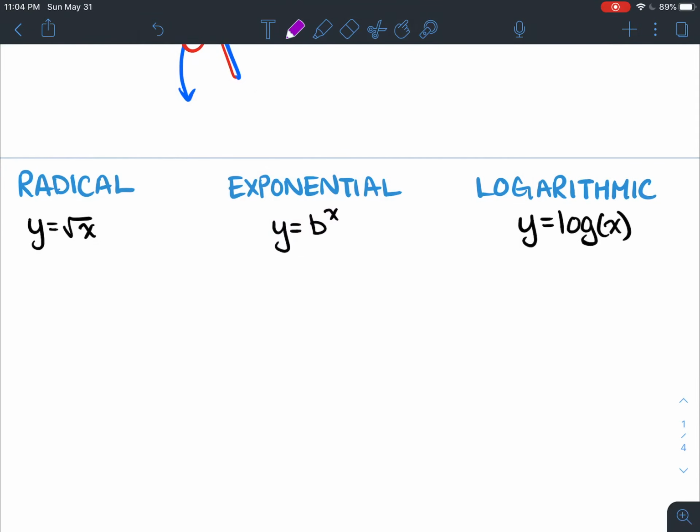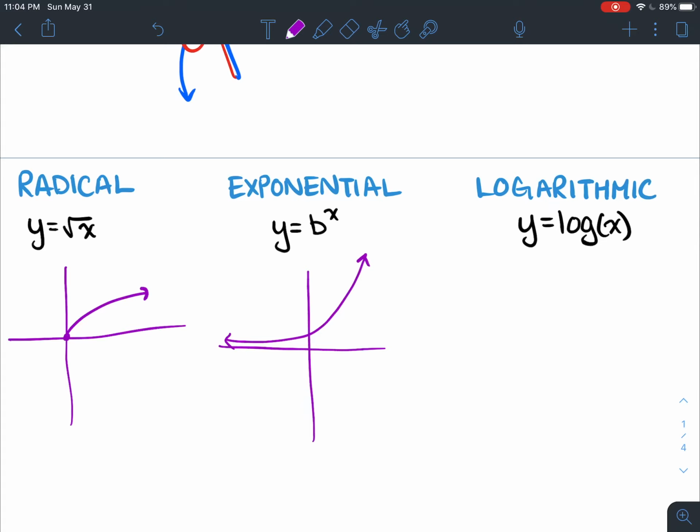Okay, and then just really quickly, we have these 3 other functions that we could graph if we wanted to. So radical functions, just to refresh your memory, look like this, like half a parabola kind of. Exponential functions look like this if b is greater than 1. If not, it could be going in the other direction. And logarithmic functions are inverses of exponential functions. So it's like this kind of thing. And there you go. That's what those look like.